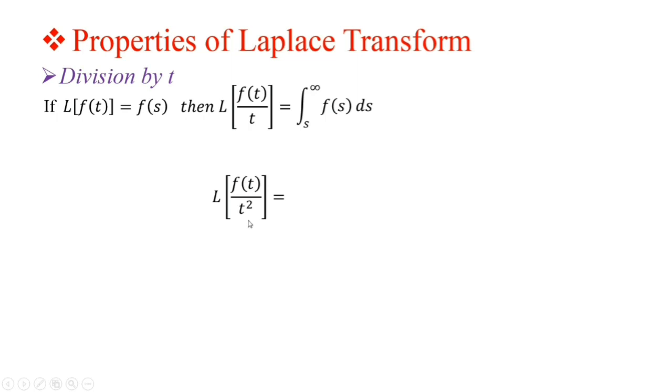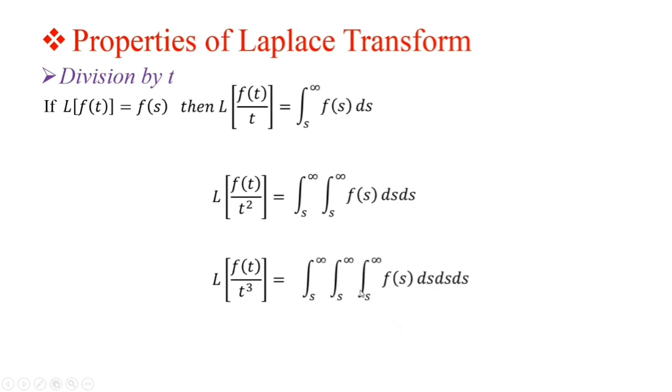Laplace of f(t) upon t square is equal to 2 times integration from limit s to infinity F(s) 2 times ds. And Laplace of f(t) upon t cube is equal to 3 times integration limit from s to infinity F(s) 3 times ds. And so on.